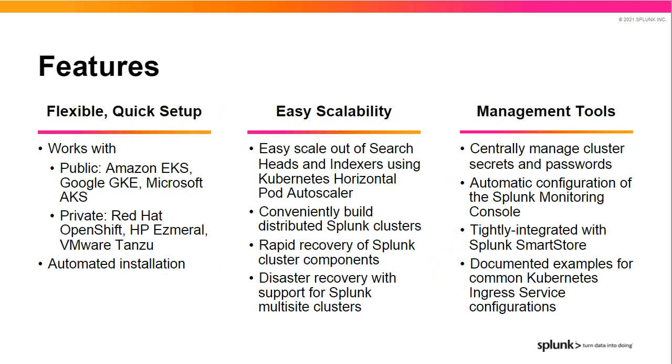Splunk Operator for Kubernetes provides automated setup and deployment on your choice of public or private cloud provider. So regardless of what your cloud environment looks like, Splunk Operator for Kubernetes is flexible and works with public providers, including Amazon EKS, Google GKE, Microsoft AKS, and private ones, including Red Hat OpenShift, HP Ezmeral, and VMware Tanzu offerings.